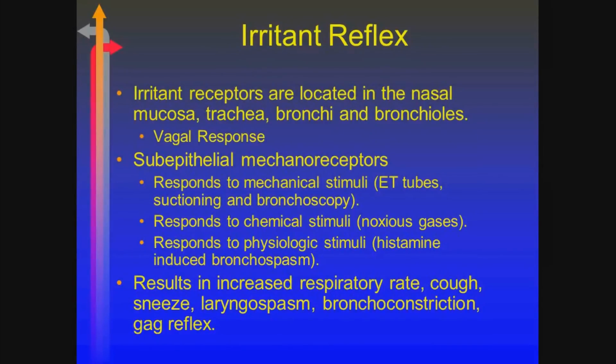The same is true in a reactive airway person who has irritated airways: if you give them something to stimulate bronchospasm, you'll have a response also. Basically the response would be that you increase your respiratory rate, you cough, sneeze, gag, all those kinds of things to get rid of this irritant that is being introduced into the airway. So it basically affects ventilation by saying, stop.